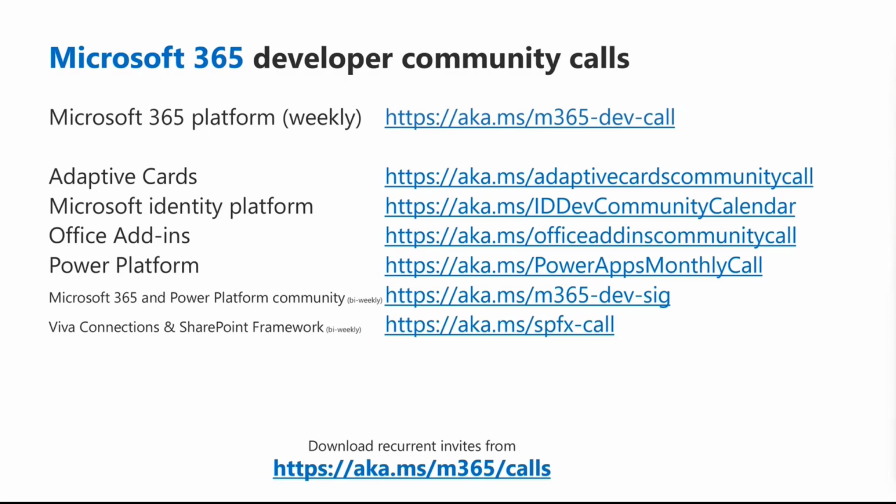We do have then Adaptive Card, Microsoft Identity Platform, Office Admins, and Power Platform calls, which are happening on a monthly basis in a specific time zone, and if you download the recurrence, you will get the timing in your calendar. And then we have our 7 a.m. Thursday series, which is either the Microsoft 365 Power Platform Community Call or the Viva Connections SharePoint Framework Call. So these are 2 calls, which are happening bi-weekly on Thursdays at the same time. So technically, every single Tuesday, 8 a.m., every single Thursday, 7 a.m., we will have a community call.